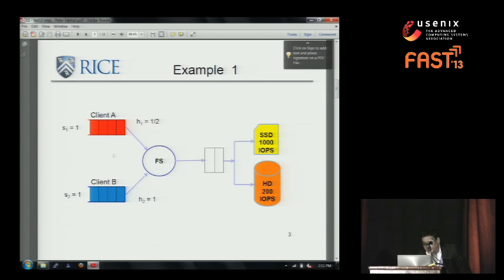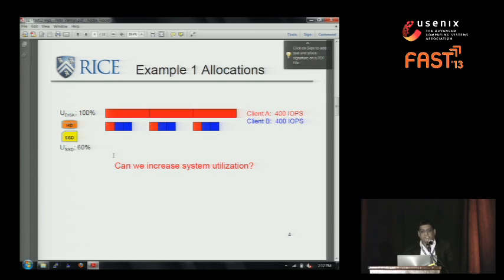So when the scheduler schedules these IOs, you'll get a profile idealized looking like this. Essentially, we force them to get an equal number of IOs. So over here, they would get 400 IOs per second each.